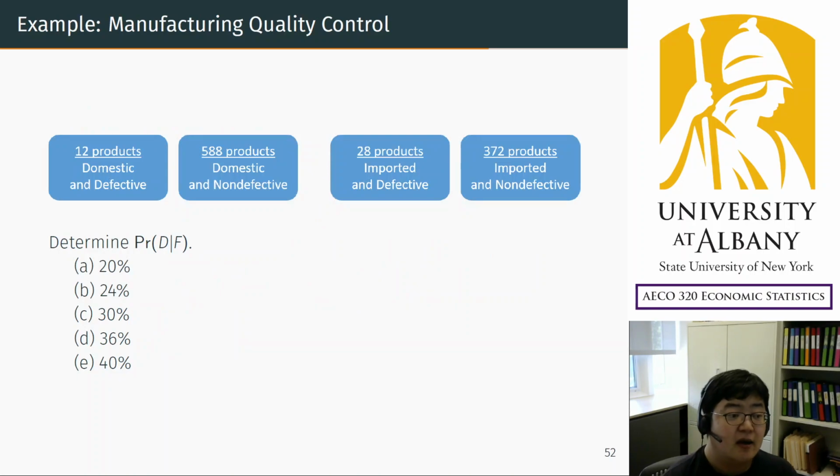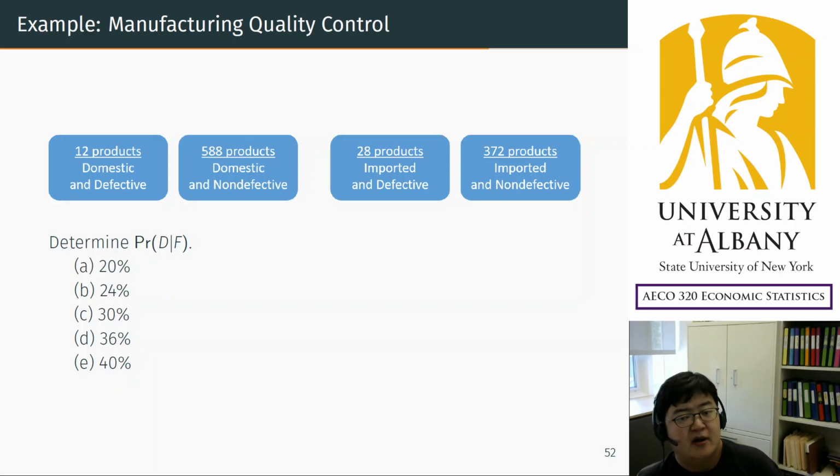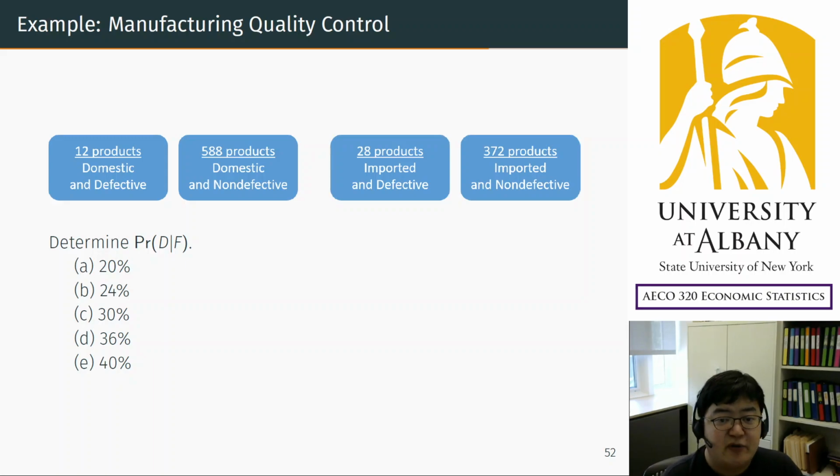Okay, then next, again, I'll give you the final results from the tree diagrams, and then calculate the probability of domestic batteries among defective batteries, right? If you put defective batteries aside, how many of them are domestic? Try this: stop the video, try to answer this question, and resume when you are done.